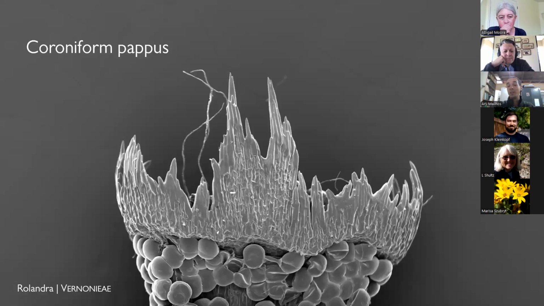And lastly, a coroniform pappus, which, like I mentioned, is typically formed of a short structure with more or less lacerate edges, margins, where we can sometimes see the individual scales that form this structure, or they can be more completely fused, and we can't really tell one apart from the other.